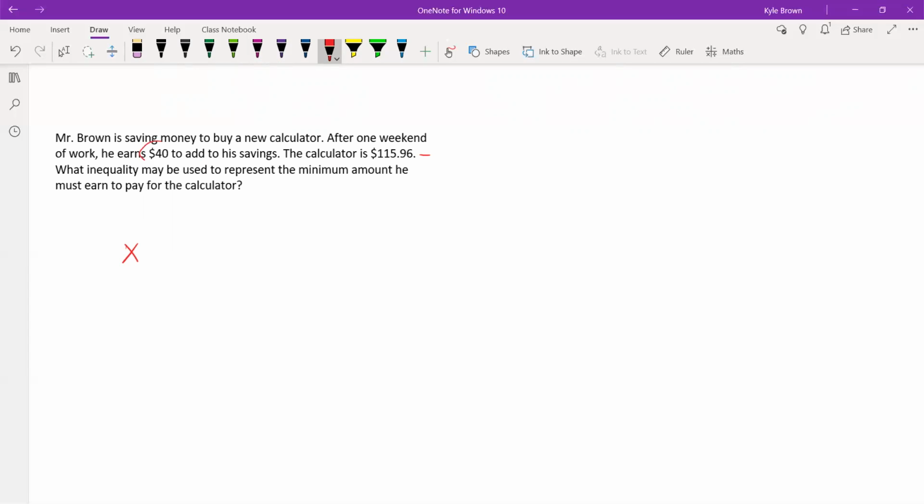He's made $40. He already has that, so that's like a constant here. So I can say x plus 40, which is the total amount of money that I need to have. Well, that has to be greater than 115.96. And then looking at this a little closer, it actually has to be greater than or equal to the price of the calculator, because I could have exactly the price of the calculator. As long as it's greater than or equal to, then I would have enough money. So that's how you would write that out as an inequality. Okay, so we'll end it there.